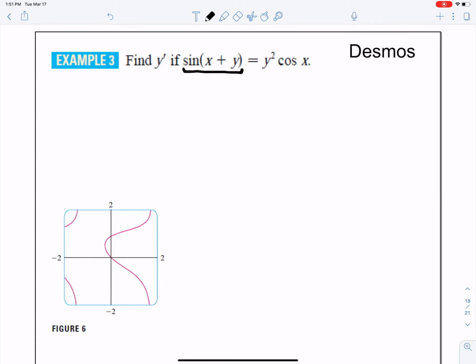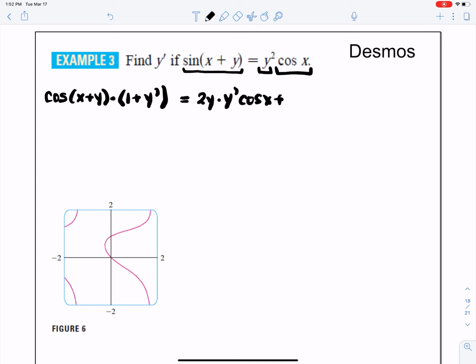When we're differentiating this term, we're using chain rule. So the derivative of sine of some value is cosine of that value times, now because of the chain rule, we need to do the derivative of the inside, which is 1 plus y prime, which equals, now this becomes product rule, so the derivative of y squared is 2y y prime times cos x, plus we leave the first function the same, the derivative of cosine x is minus sine x.